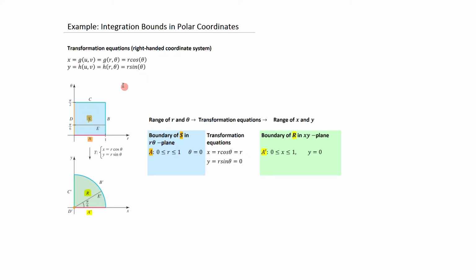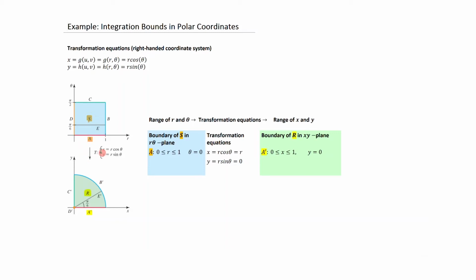All right, so what we're going to do is take a region in the r theta plane, which is the one shown here. It shows that the boundary of this region goes from 0 to 1 for r, and from 0 to pi over 2 for theta. If you look at the bounds on the region, there's this red bound, this blue one, this green one, and then this orange one here, that basically bound the region. This is region S, and this is region R.